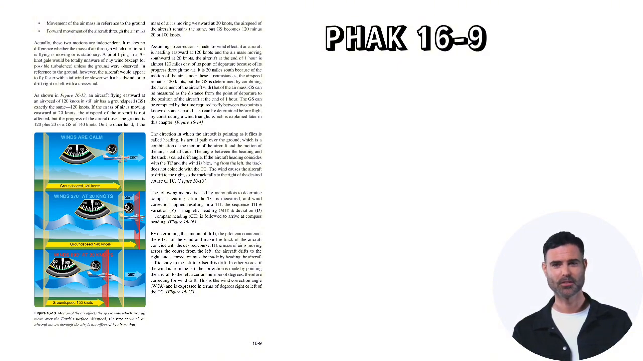It makes no difference whether the mass of air through which the aircraft is flying is moving or is stationary. A pilot flying in a 70-knot gale would be totally unaware of any wind, except for possible turbulence, unless the ground were observed. In reference to the ground, however, the aircraft would appear to fly faster with a tailwind or slower with a headwind or to drift right or left with a crosswind.